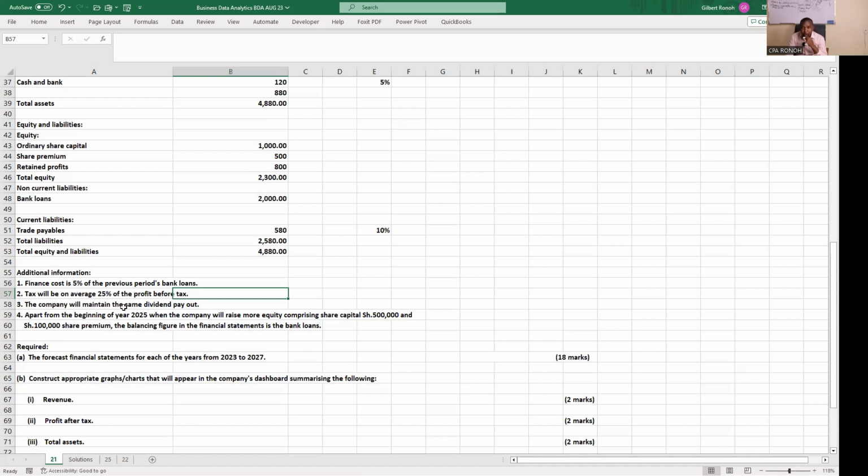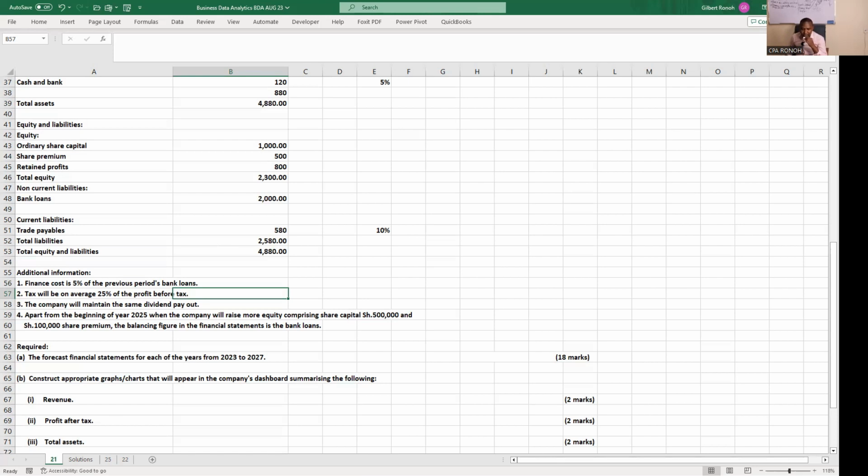Required, number 1, or A: the forecast financial statements for each of the years from 2023 to 2027. So they need the forecast of the financial statements, that is the income statement and balance sheet. So let's jump into the solution.